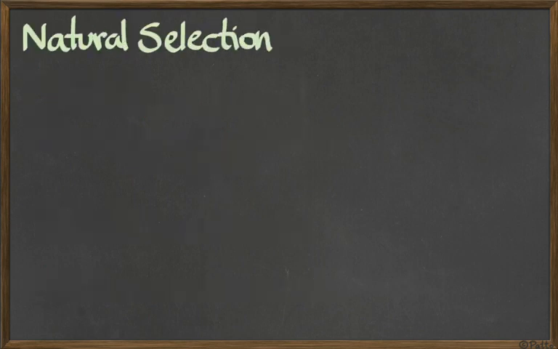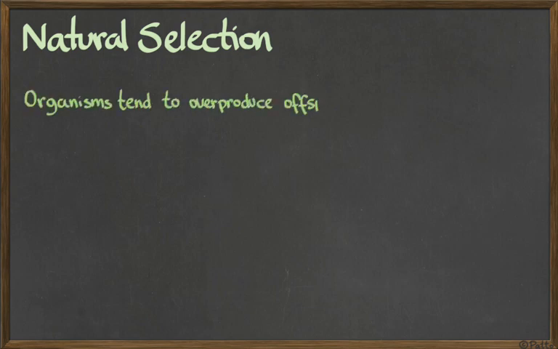So there's a third phenomenon called natural selection. This is the key to what we know nowadays as evolution. Natural selection happens because organisms tend to overproduce offspring.